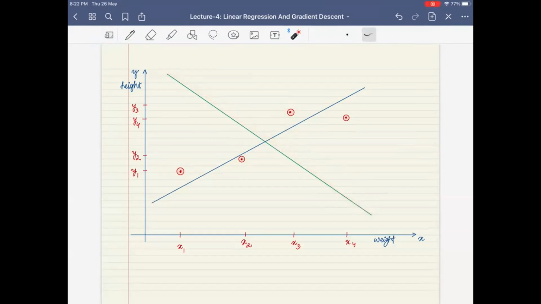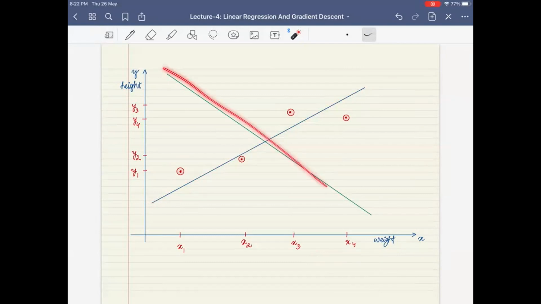Blue, right? Everybody agrees that the blue line is better. What's happening? Weight and height have a linear relation: if weight increases, height also increases. It makes sense, right? If somebody's weight is more, his or her height should also be larger, apart from some exceptional cases. That's what my data points tell me, and therefore fitting this kind of a line makes sense.